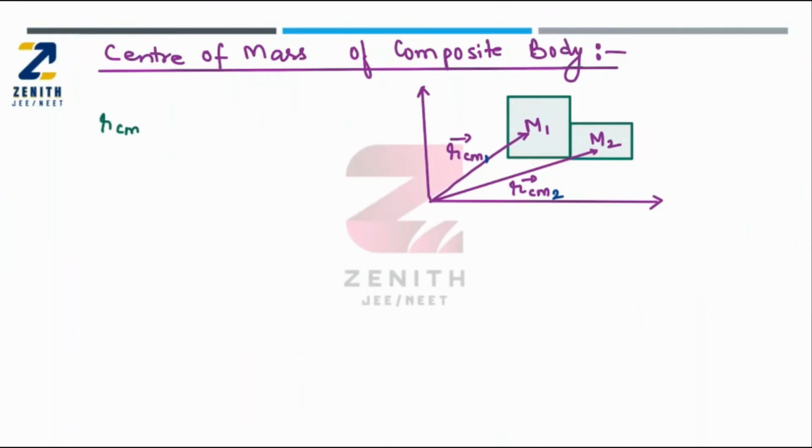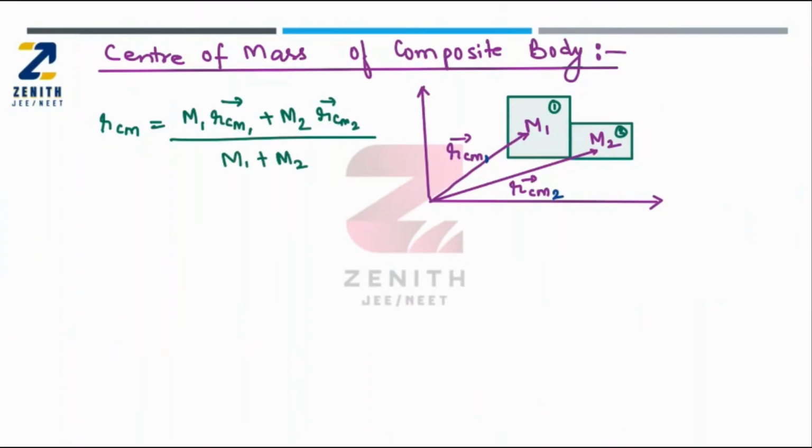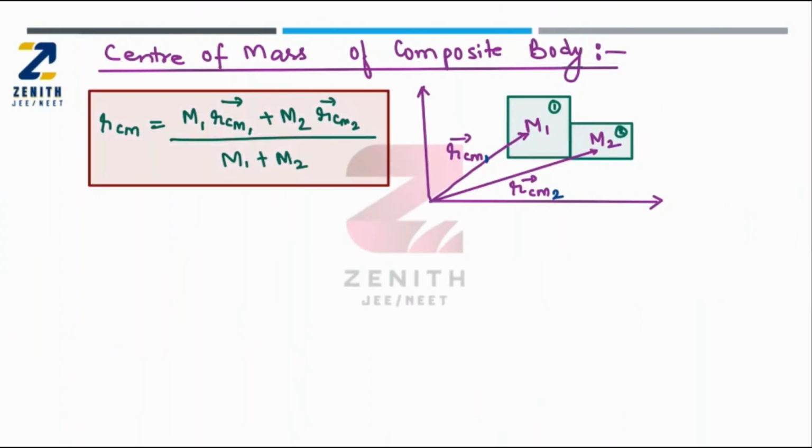How to get this? So RCM is nothing but m1 RCM1, that means the mass m1 times the center of mass of the first body, and similarly, for the second body, m2 RCM2, divided by m1 plus m2. Very simple. So whenever more than one body is there, you can use this relation. The center of mass coordinate will be m1 into RCM1 plus m2 into RCM2 divided by total mass. Okay. Now, this composite body concept you can use for an additive system as well as a subtractive system.